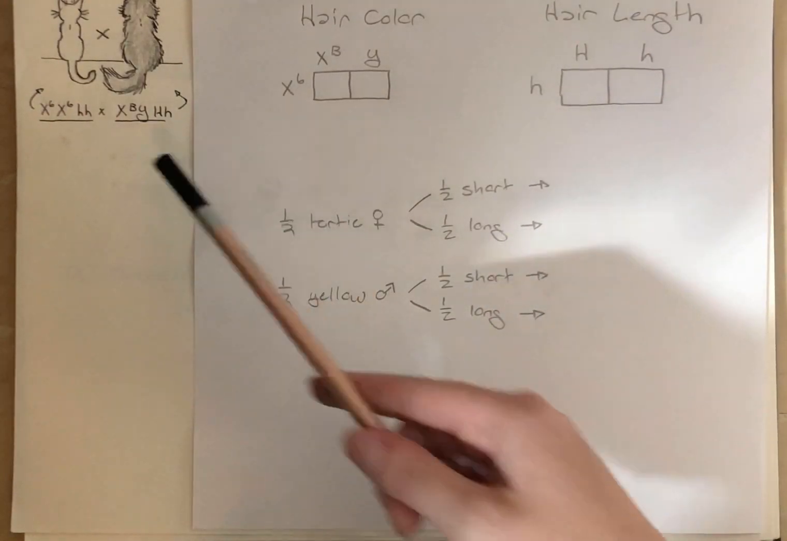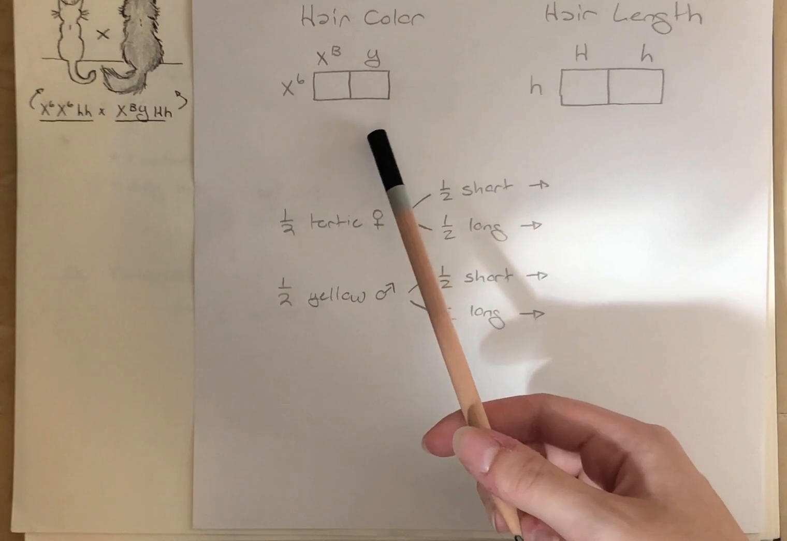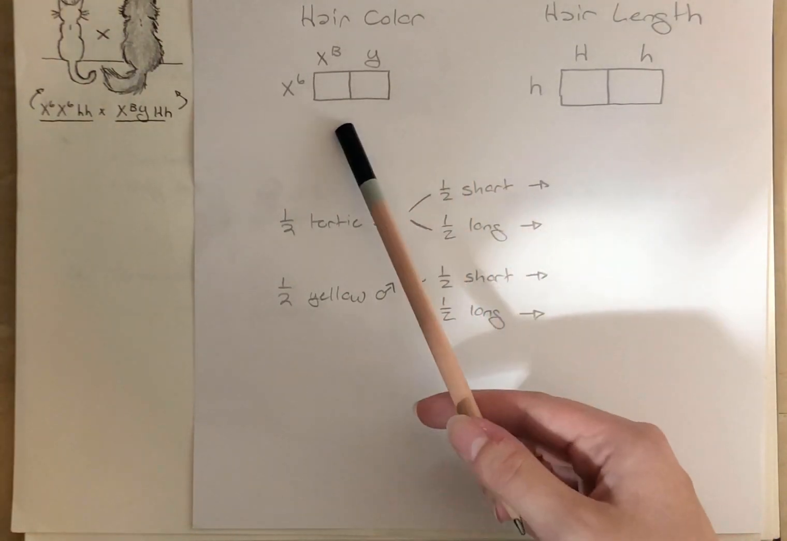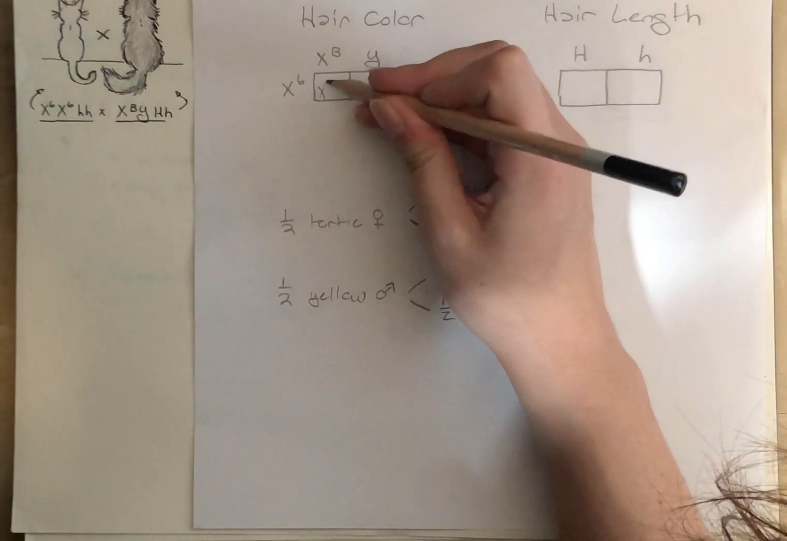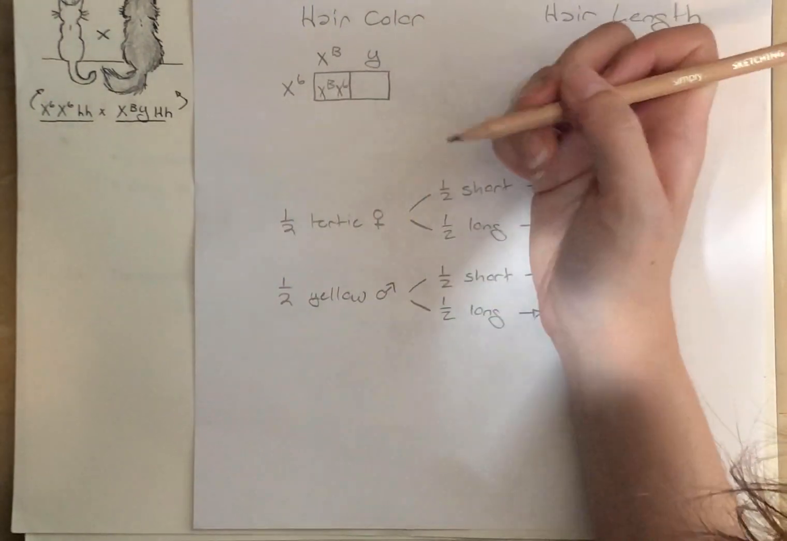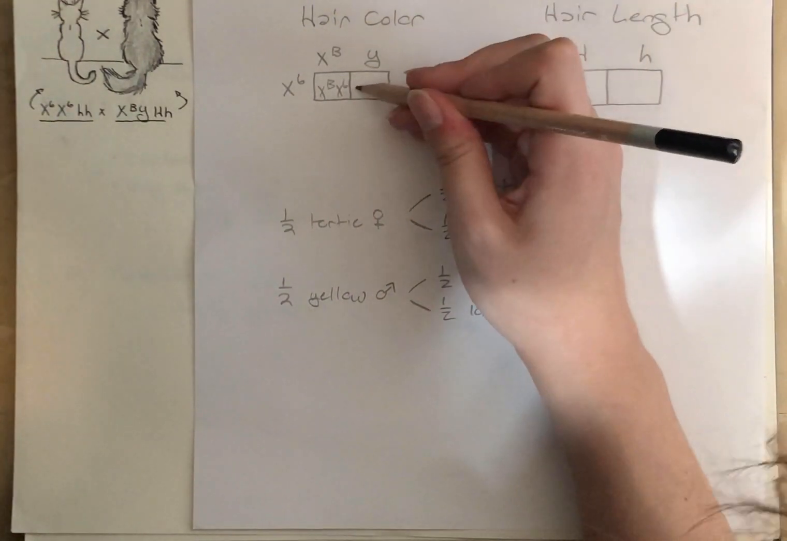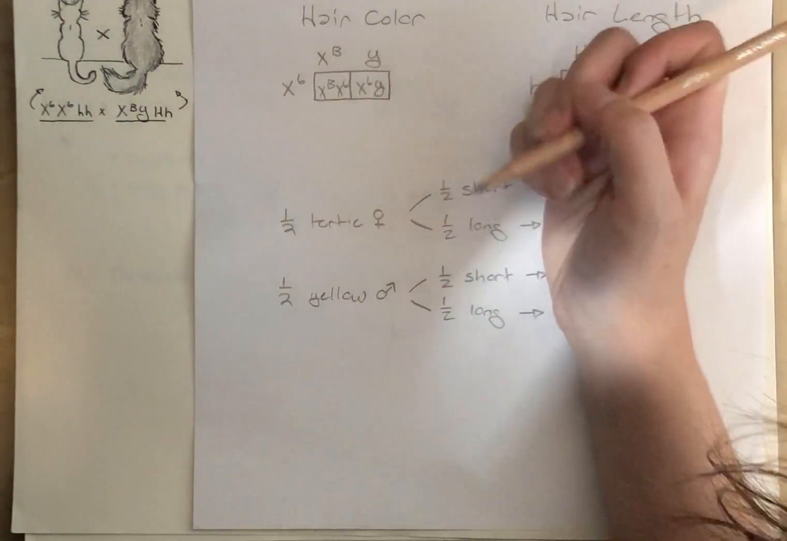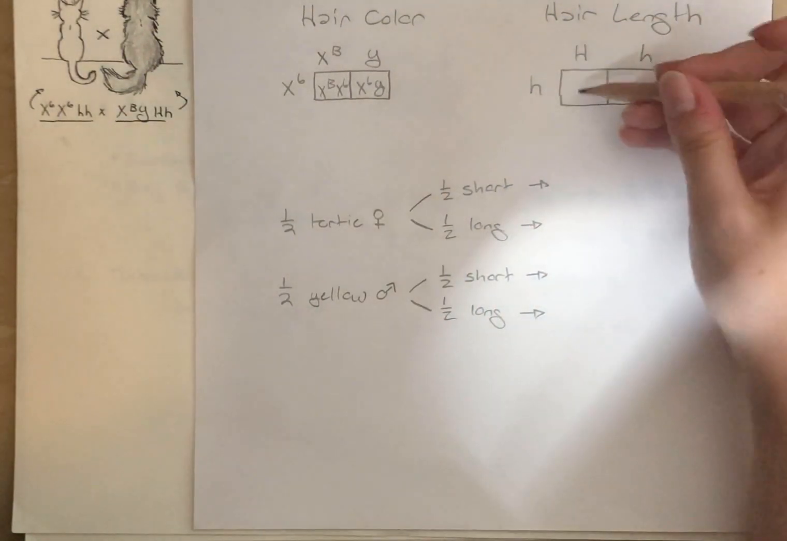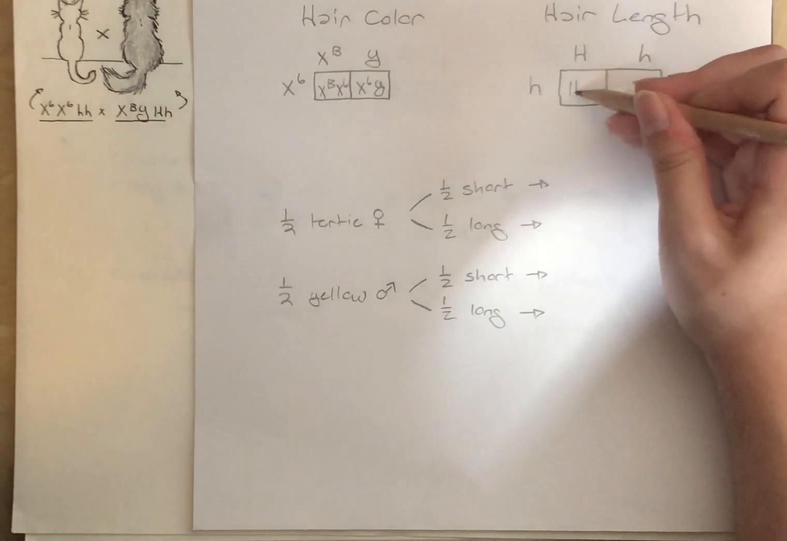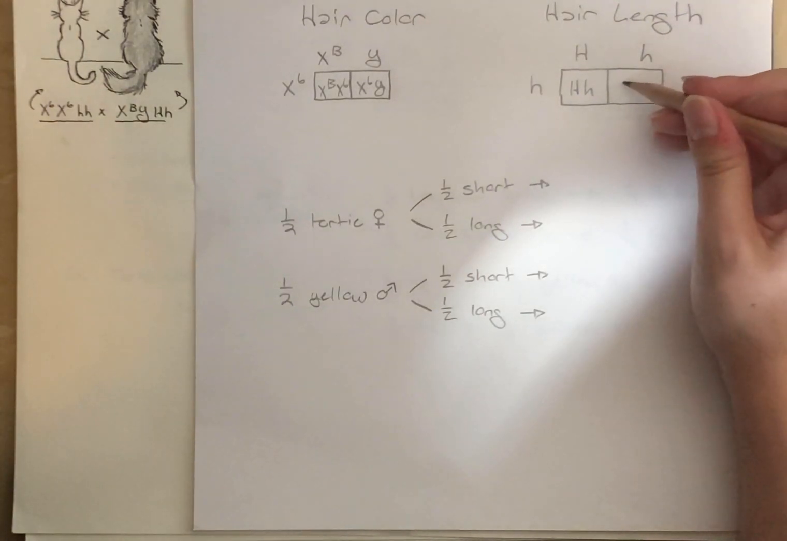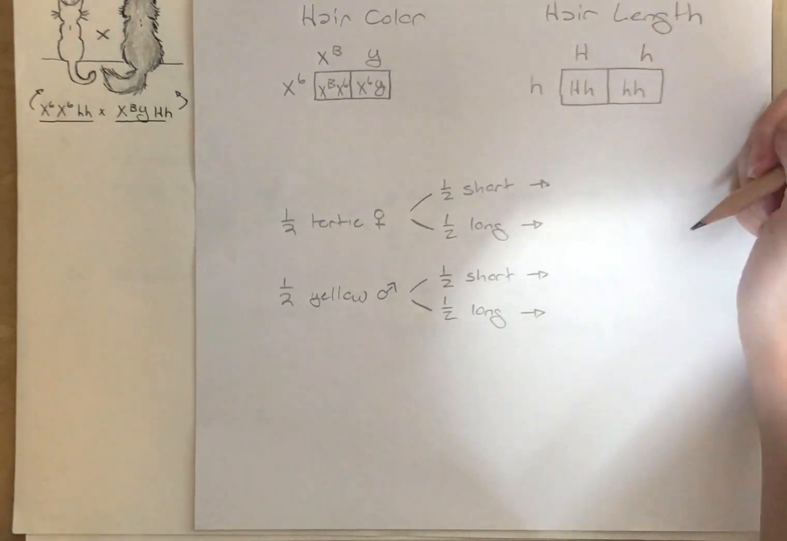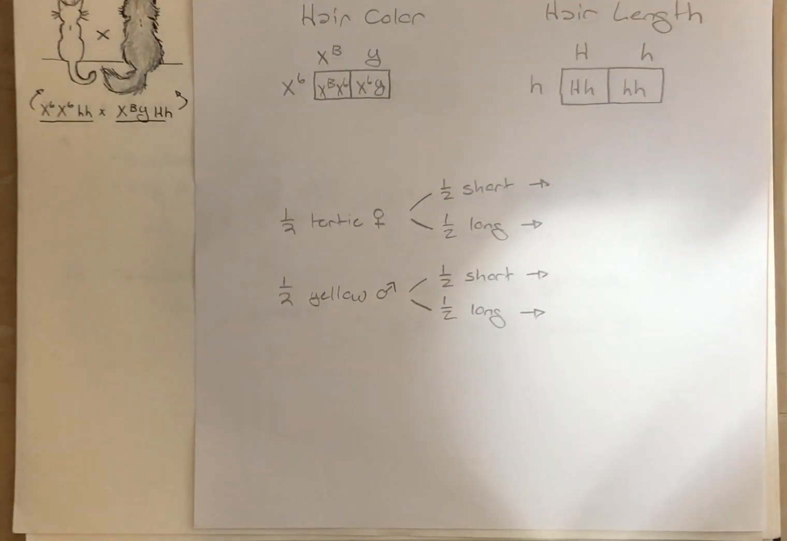So if we break these genotypes down and do a cross for each separate trait, you can see that for hair color, you'll get progeny that's X^B X^b. That's going to be a tortoiseshell female. And then you'll get X^b Y. That's going to be a yellow male. Hair length, you'll get heterozygous. That'll be a long-haired. And then homozygous recessive, which will be a short-haired offspring.